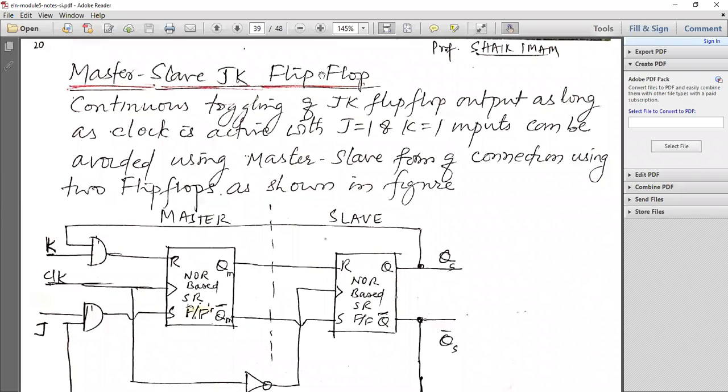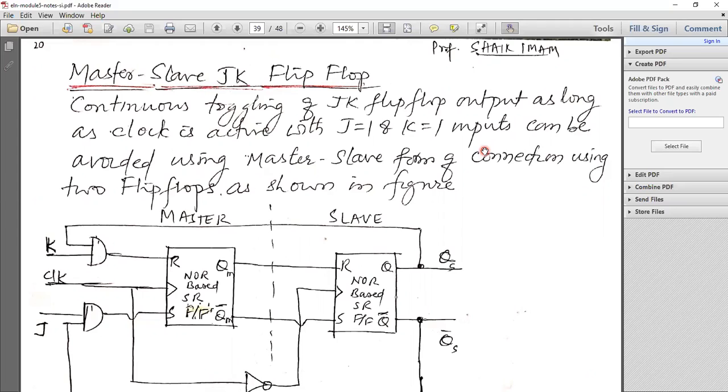Yes, master slave JK flip-flop. It has one advantage compared to the JK flip-flop. How is it an advantage? We will see that the toggling state of input J equal to 1 and K equal to 1 can be avoided. The toggling state, that is for J equal to 1 and K equal to 1, can be avoided here. How is that done? With the help of this master slave concept.